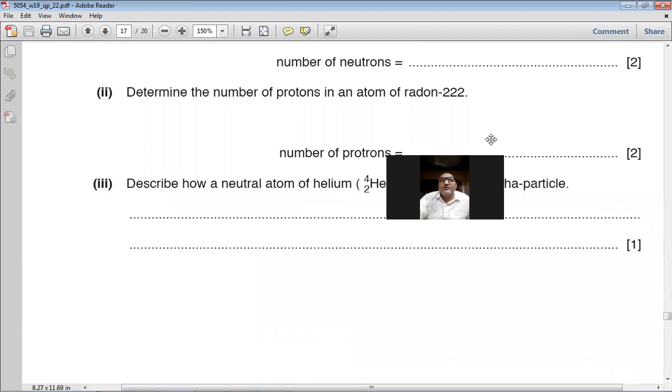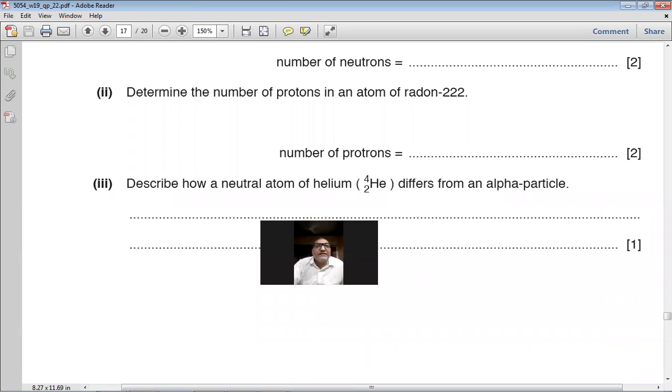Determine the protons in an atom of radon. We are done with this. Now we are here. Describe how a neutral atom of helium differs from an alpha particle.